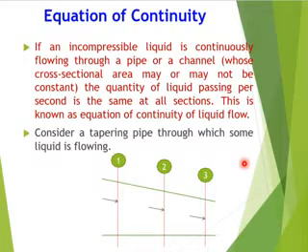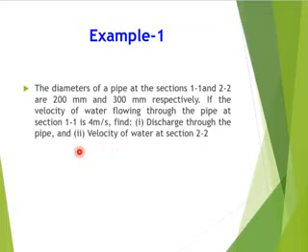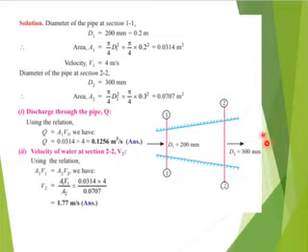So now we will solve a simple numerical related to this equation of continuity. So here is the statement of the question. The diameter of pipe at section 1-1 and 2-2 are 200 mm and 300 mm respectively. If the velocity of water flowing through the pipe at section 1-1 is 4 meter per second, find discharge through the pipe and velocity of water at section 2-2.